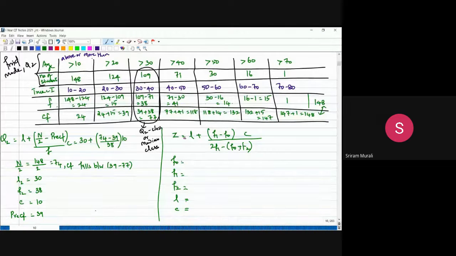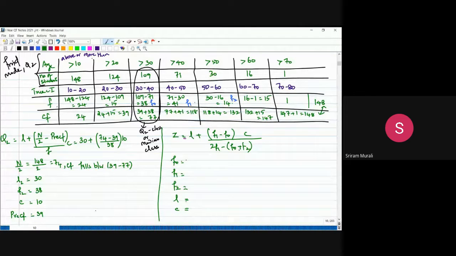24, 15, yes, 38, sir. 41. So this is my highest. So F naught, sorry, this should be F1. Modal class is highest. So F1 is 41, and then F naught is this. F2 is this, preceding and post.